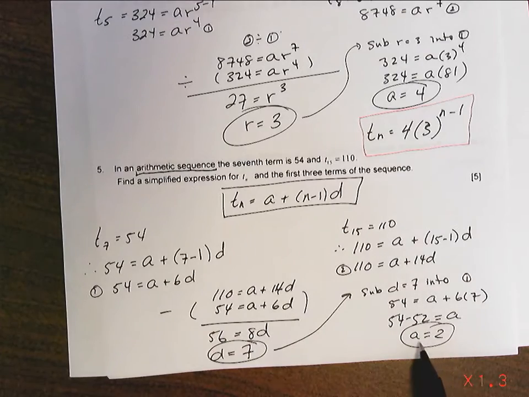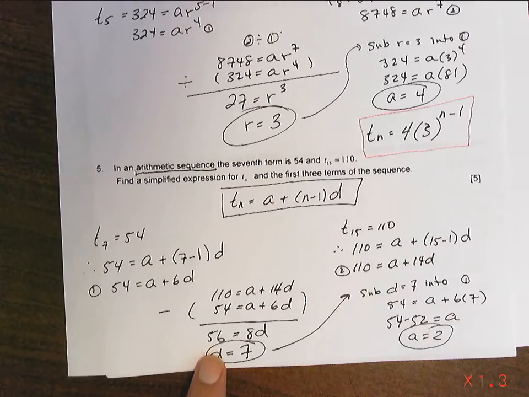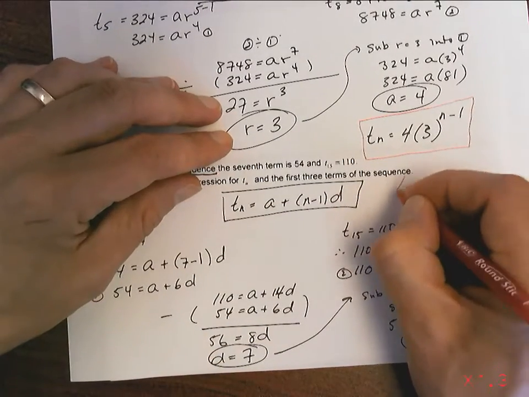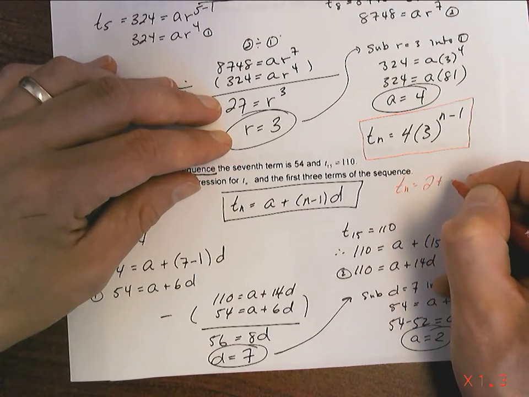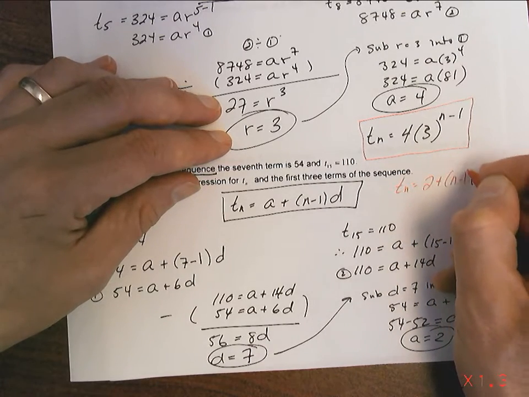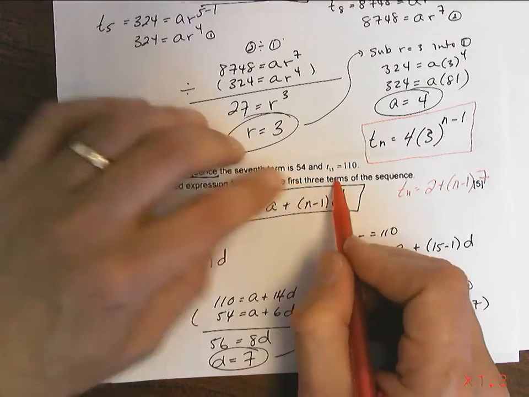All right, see, I got a equals 12. It's going to go in there. I got d equals 7. It's going to go in there. That means it's going to be t sub n equals 12 plus bracket n minus 1. And the d value is 7. And then it asks for the first 3 terms.